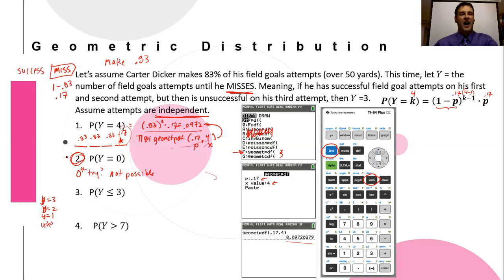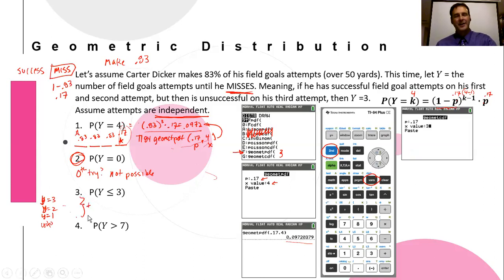Can't happen. I could do a geometric PDF for each one of those, or I could write it like I did in number 1, and in the end, I could add up all those answers. But it may be easier to do a different command. And like binomial, if I want something more than just a standard value, like for example 4 or 0, and I want an inequality, that is where you use your geometric CDF. So I'm going to write that, TI-84 geometric CDF.